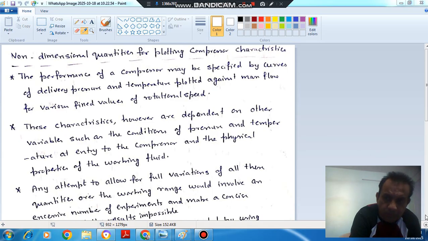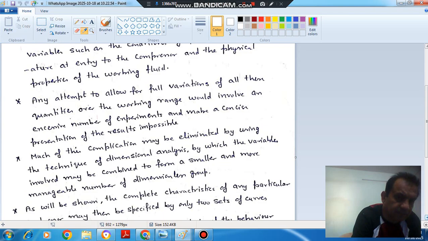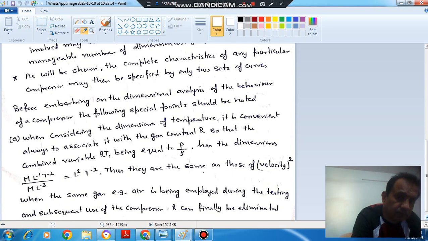So far we have studied that we need non-dimensional quantities to reduce the number of variables for compressor characteristics. Further, we studied that the dimension of RT in terms of fundamental units M, L, T can be expressed as L squared T minus 2, because for a gas, RT is equal to P by rho, and the dimension of P is M L minus 1 T minus 2, and the dimension of rho is M L minus 3. So the dimension of RT will come out as L squared T minus 2.